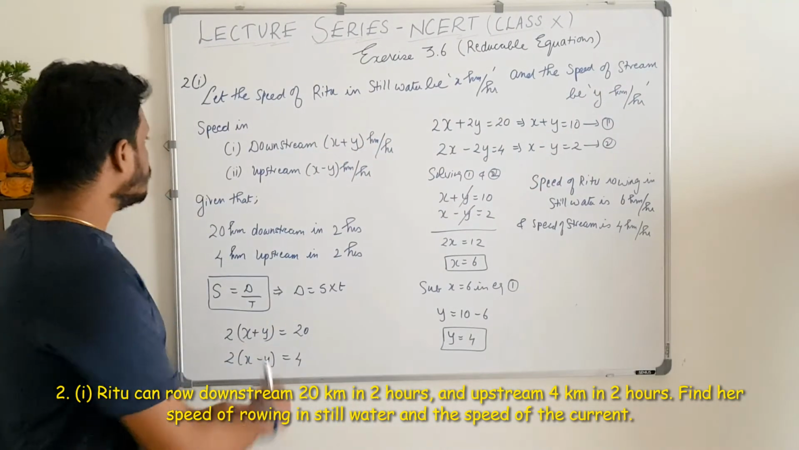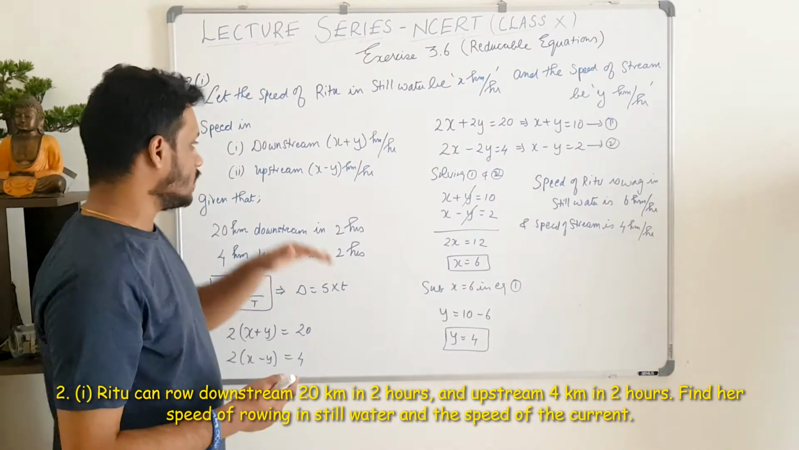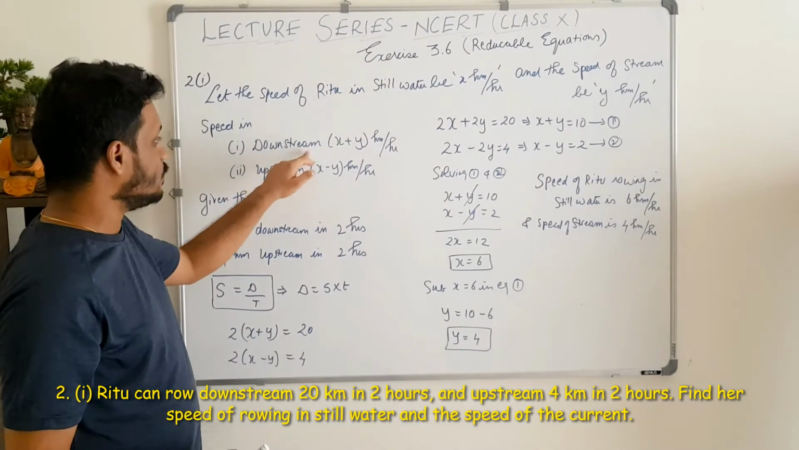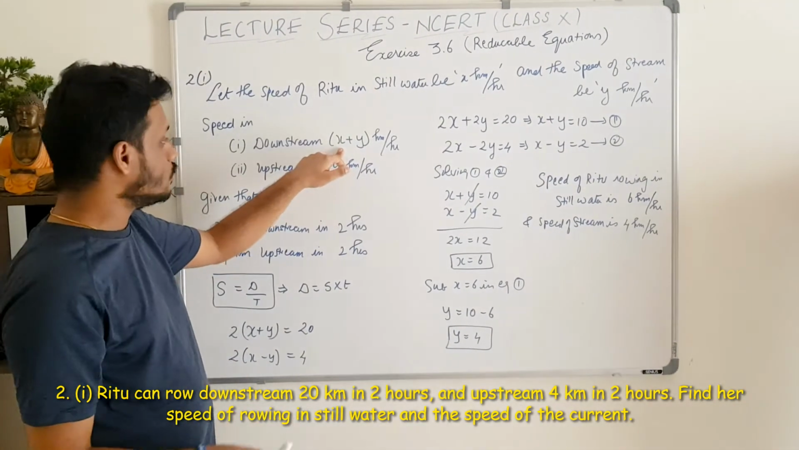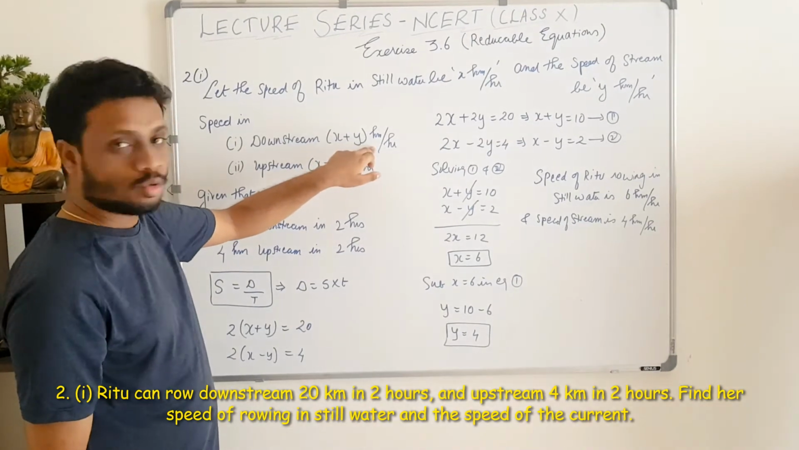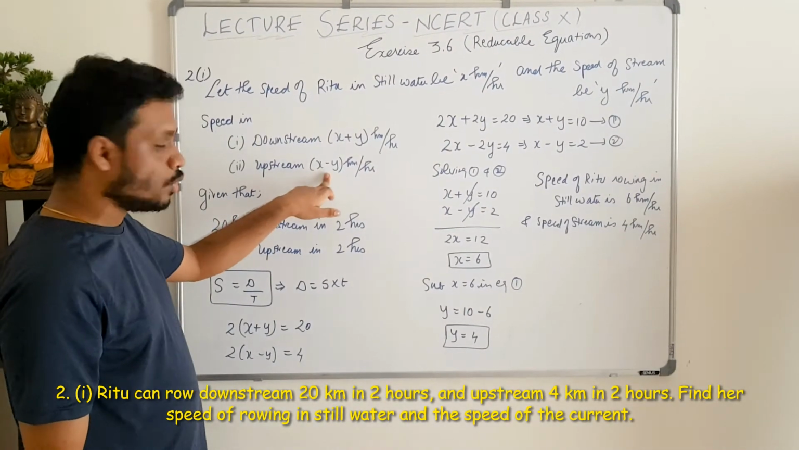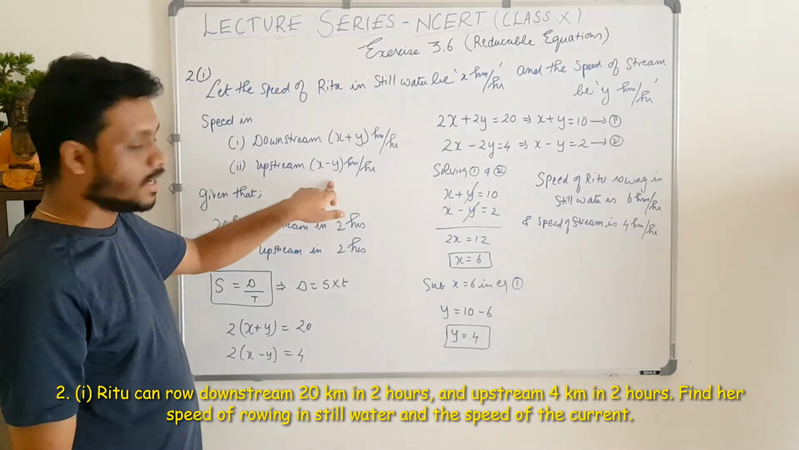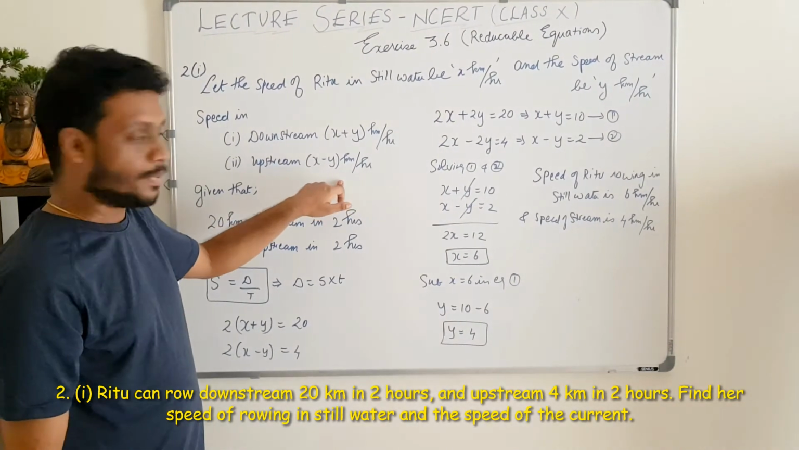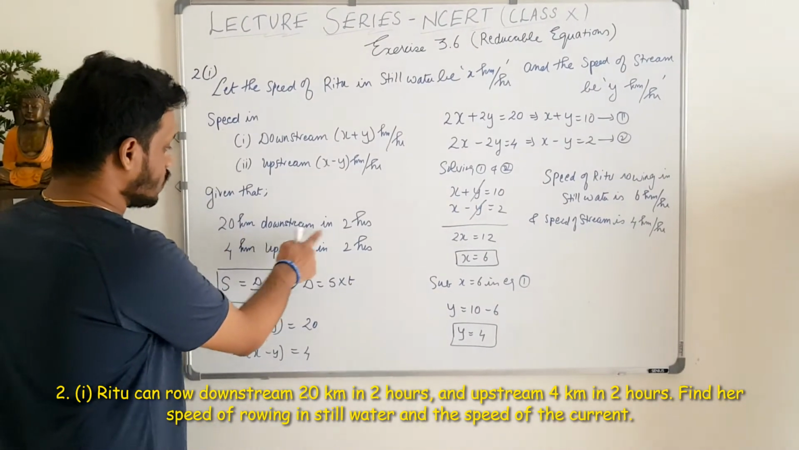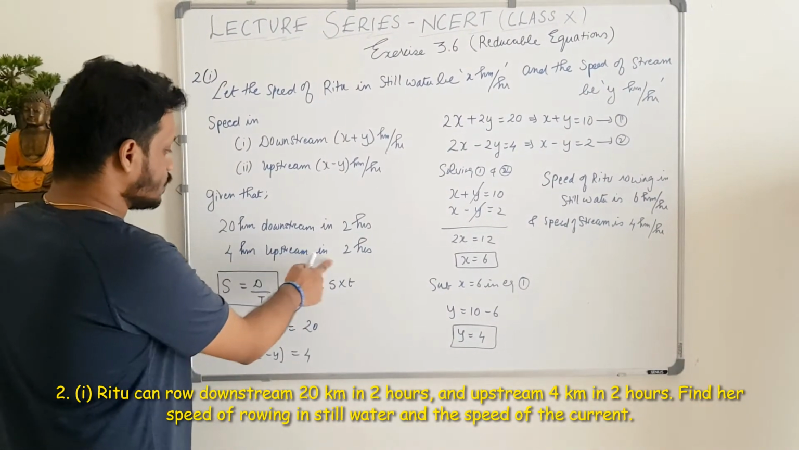So according to this, there are two situations that are possible: when she is rowing downstream and when she is rowing upstream. When she goes downstream, she is going along with the current, so x plus y will be the total speed. The speeds get added up. Whereas when she is going upstream, she is opposing the speed of the current, so it is x minus y, which becomes the total speed. So in this they have given two situations. She is able to cover 20 kilometers downstream in 2 hours and 4 kilometers upstream in 2 hours.